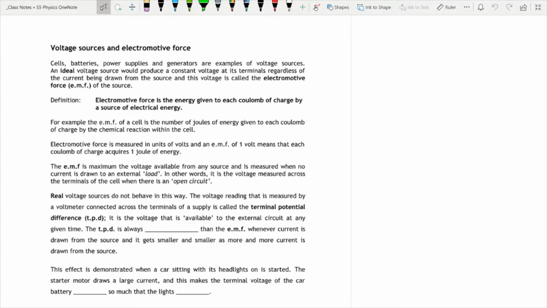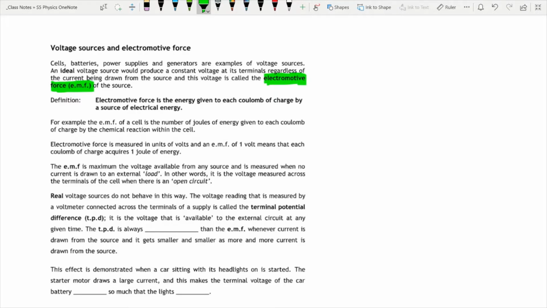So voltage sources and electromotive force, or EMF for short. Cells, batteries, power supplies and generators are examples of voltage sources, so anything that provides a voltage. An ideal voltage source would produce a constant voltage at its terminals regardless of the current being drawn from the source. This voltage is called the electromotive force, or EMF. Basically the EMF is the ideal voltage that would come out of a battery if we got the whole amount that it could supply.